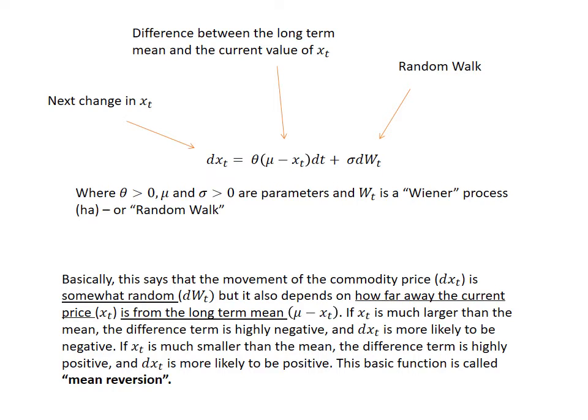And we're also saying that the innovation of this process is somewhat random as well, because we're saying that it's a function of the value d of wt, where wt here is a random walk.